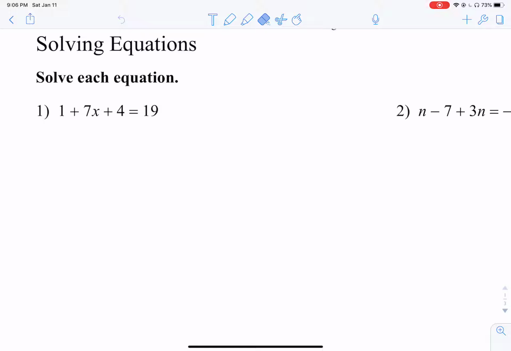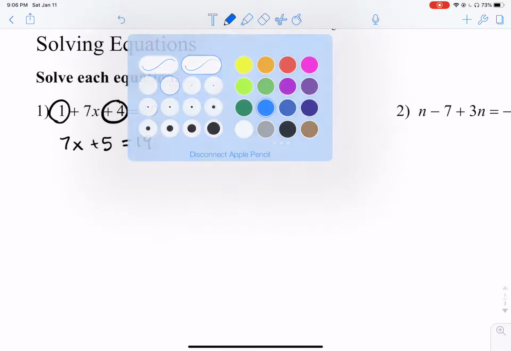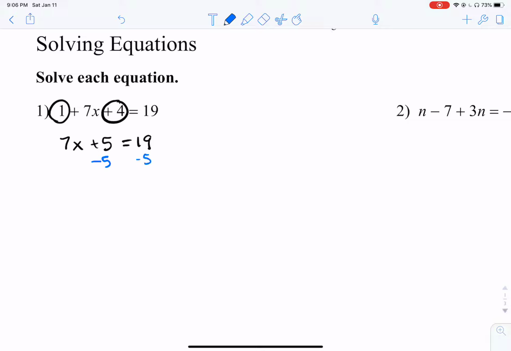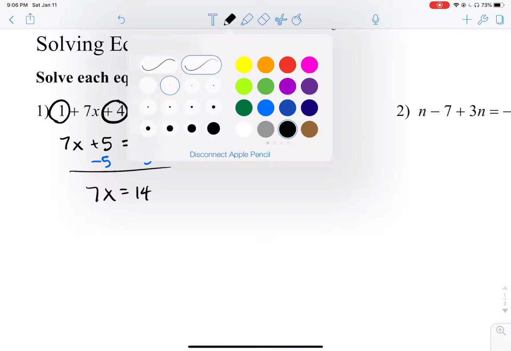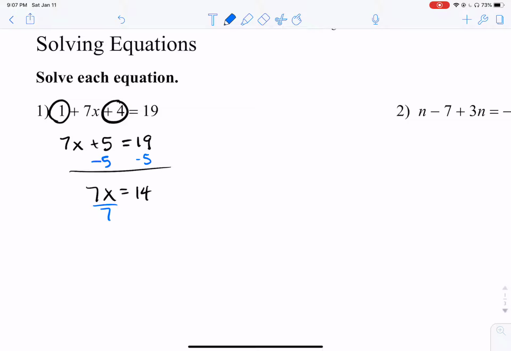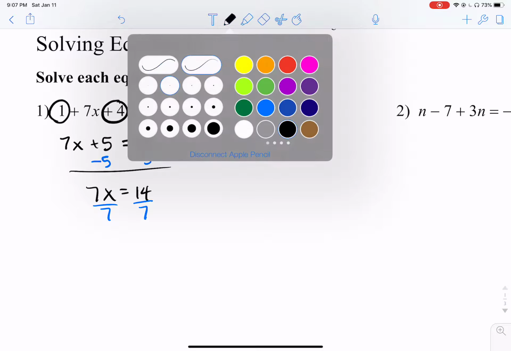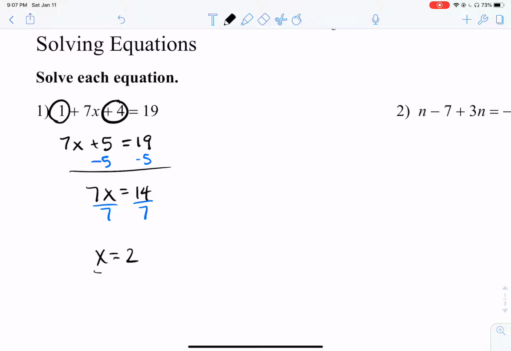So for the first equation, you need to simplify by combining these two terms here before you start using inverse operations. So I'll bring down the 7x and adding 1 and 4, that's equal to 5. And that's going to equal 19. So using inverse operations, what we would have to do here is subtract 5 from both sides of the equation. And 7x is going to equal 14. Now, dividing both sides of the equation by 7, x is going to equal 2.